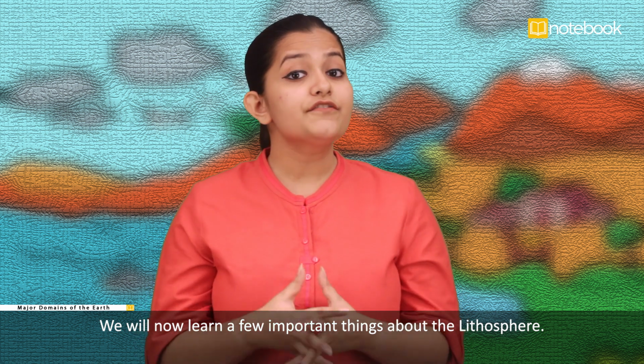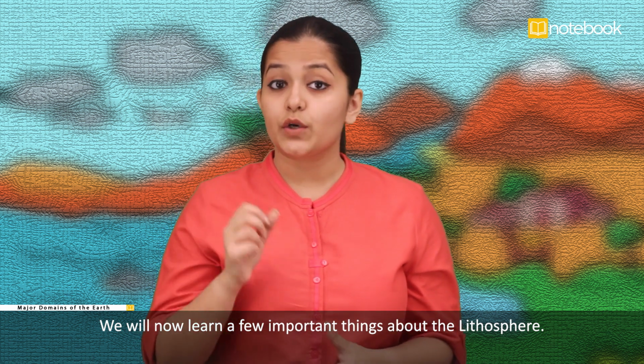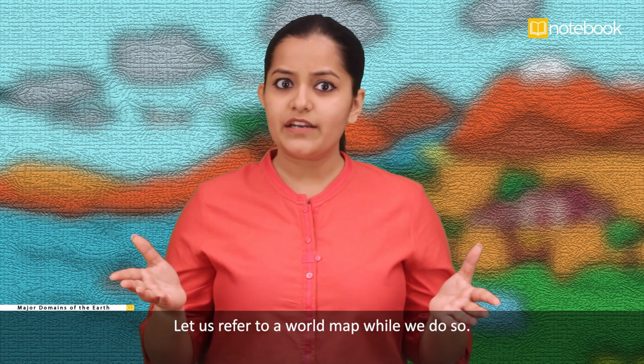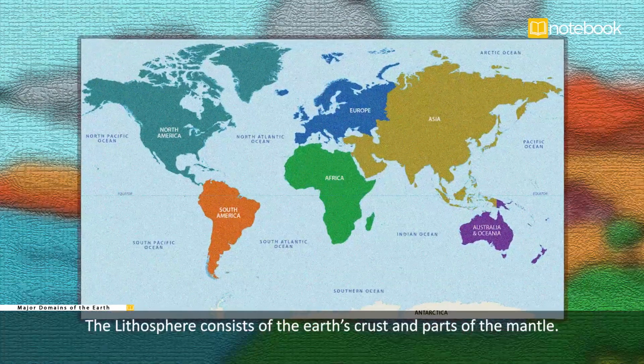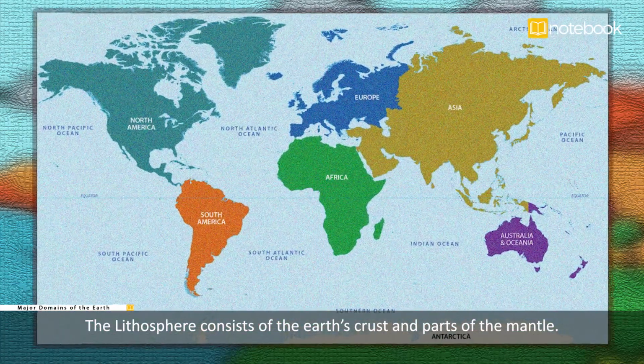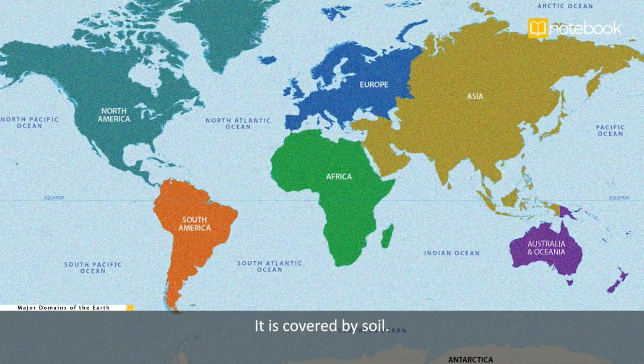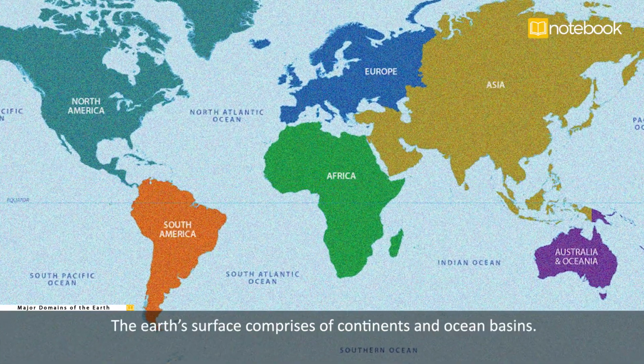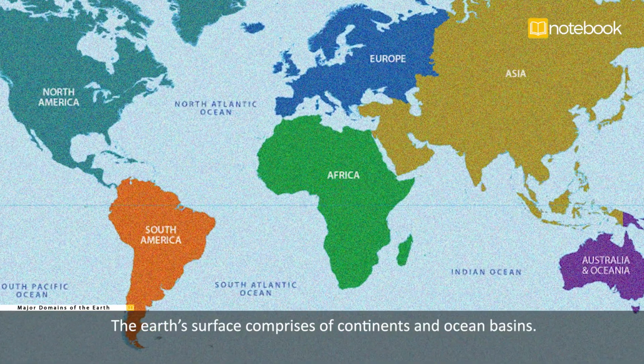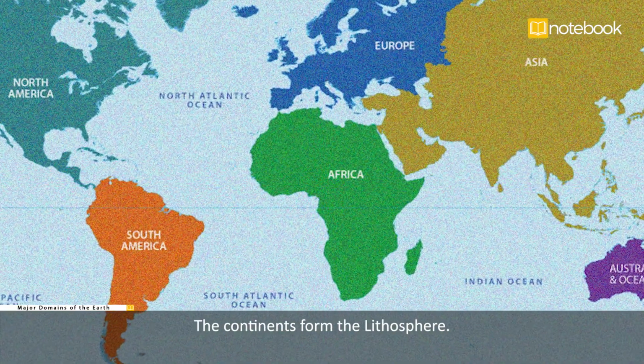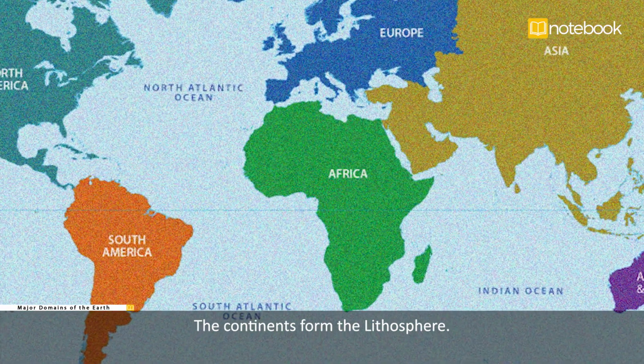We will now learn a few important things about the lithosphere. Let us refer to a world map while we do so. The lithosphere consists of Earth's crust and parts of the mantle. It is covered by soil. The Earth's surface comprises of continents and ocean basins. The continents form the lithosphere.